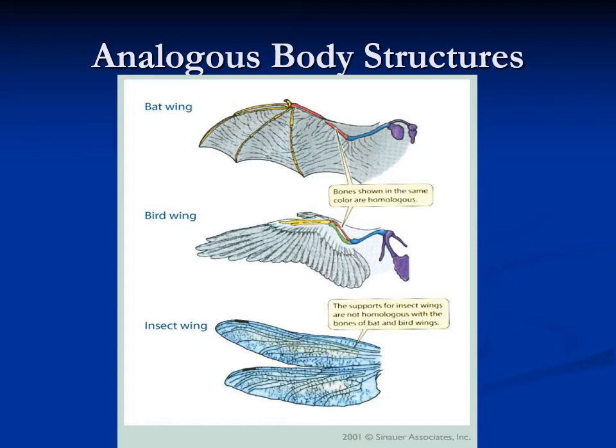Now the bat and the bird, not as different. You still have one bone, two bones, and then phalanges, though the bird's are highly modified. But they both have bones. But then when you look at the insect, insects do not have bones, all right? They have other little proteins in there that help keep the rigid structure in their wings, but no bones are there. And so this does not show common ancestry at all.